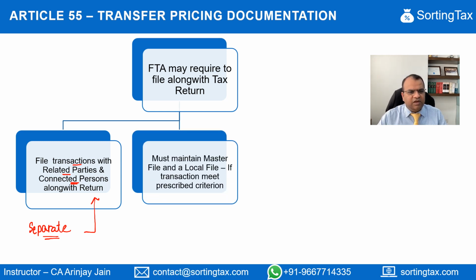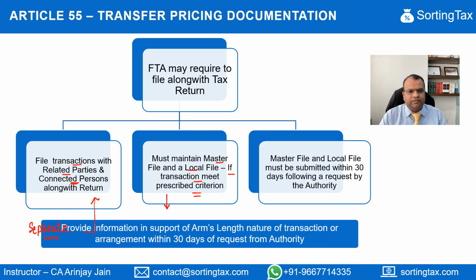Second, it must maintain a master file and a local file. But when? If the transactions meet the prescribed criteria. So if the taxpayer says that the prescribed criteria of arm's length has been met, then in that case, they are required to maintain both the master file and a local file. Now, there are detailed guidelines in terms of what a master file is, what a local file is, but for the purpose of this particular slide, we are not discussing that right now.